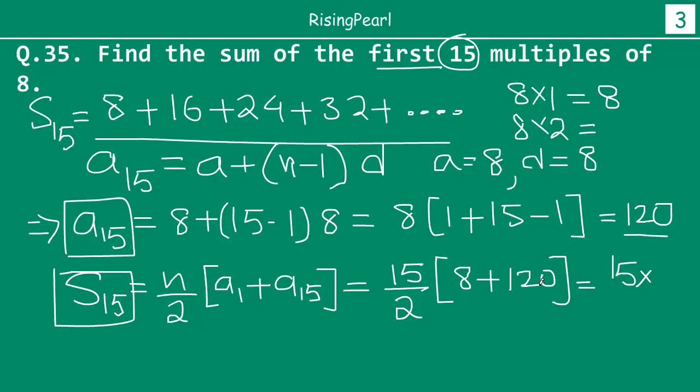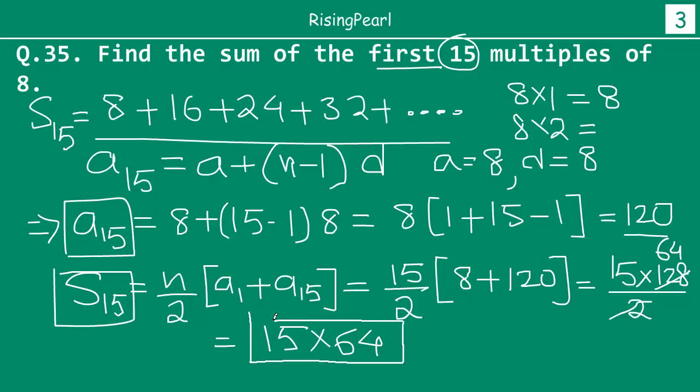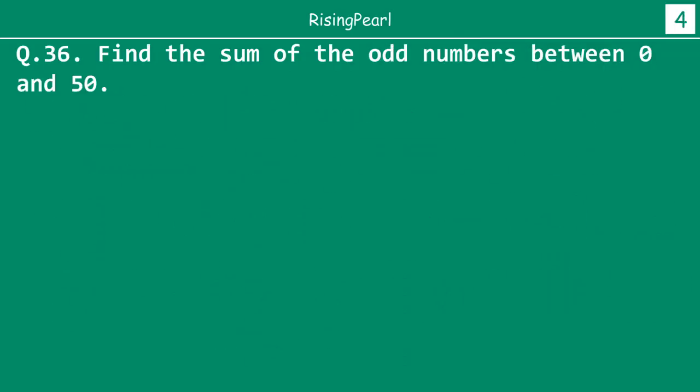So this will be 138, no, it will be 128, right? So it will be 128 by 2. Clearly this and this will cancel out. It will be 64. So 15 times 64, whatever the value is, I will leave it up to all you smart people out there. So this is going to be the answer for the sum of first 15 terms of this arithmetic progression. Let's take a look at maybe one last question before we wrap up this presentation.